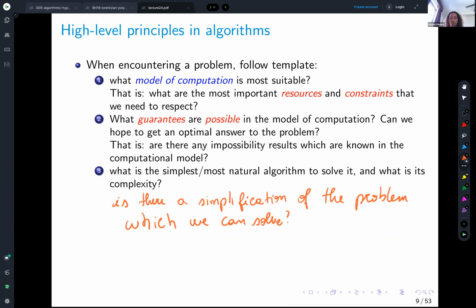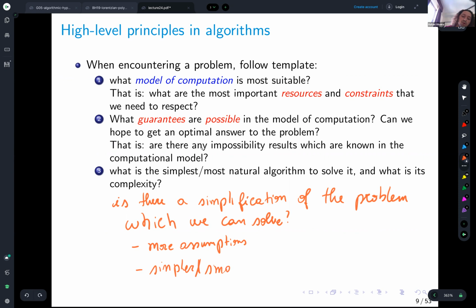So that's good. Simplification can mean either more assumptions on the problem, or simpler cases, in a sense, simpler, smaller examples.